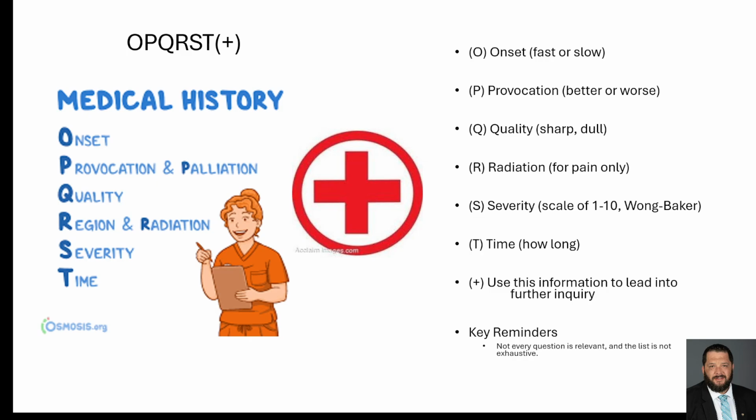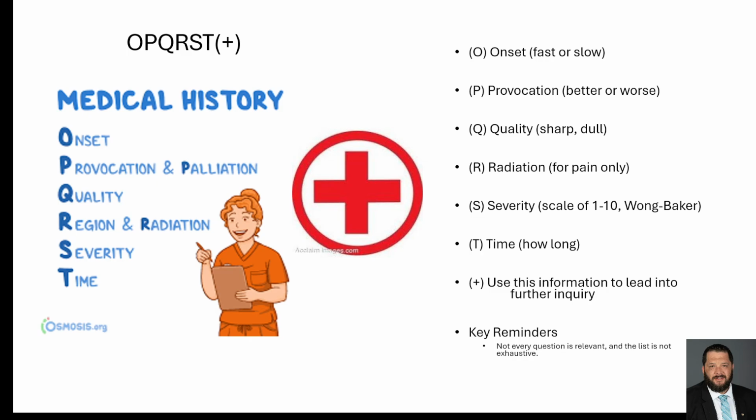Likewise, radiation. So when we talk about region and radiation, we're talking about, and this is for pain really only, does it go anywhere? So if your chest hurts, does that pain radiate outward or radiate in? Again, for complaints like nausea and vomiting, or shortness of breath, this is really not a relevant question. So you should be thinking about it, but you really shouldn't be asking the patient.